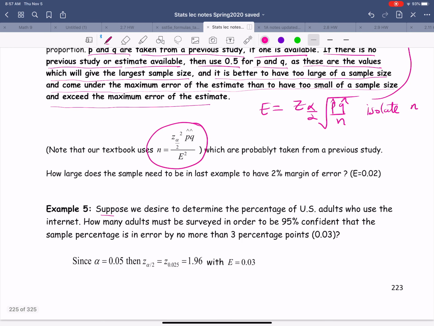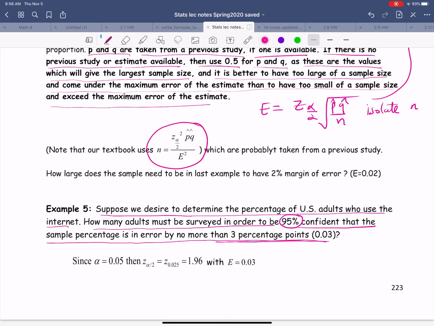Example number 5. Suppose we desire to determine the percentage of US adults who use the internet. How many adults must be surveyed in order to be 95% confident? We will be given in the problem the confidence level, because that decides our Z alpha over 2. But if the confidence level is not given, then by default, 95% is the confidence level. So we want to be 95% confident, and we want the margin of error to be no more than 3%.